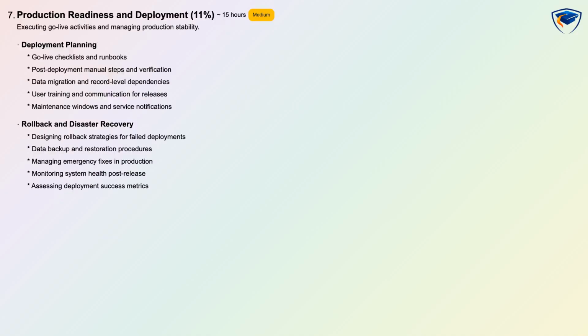Production readiness and deployment is 11%, medium, estimated at 15 hours and scenario-based. You will learn deployment planning including go-live checklists and runbooks, post-deployment verification steps, data migration strategies and record-level dependencies, user training and communications, and managing maintenance windows and service notifications. You will also study rollback and disaster recovery design, data backup and restore procedures, emergency fixes in production, monitoring system health after release, and assessing deployment success metrics.